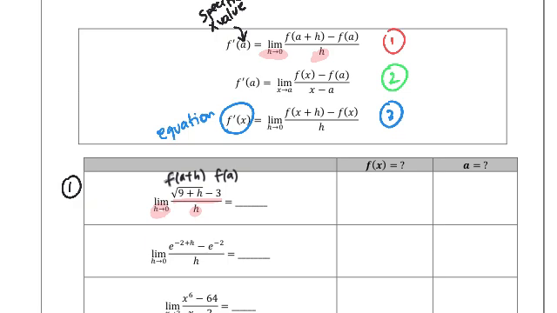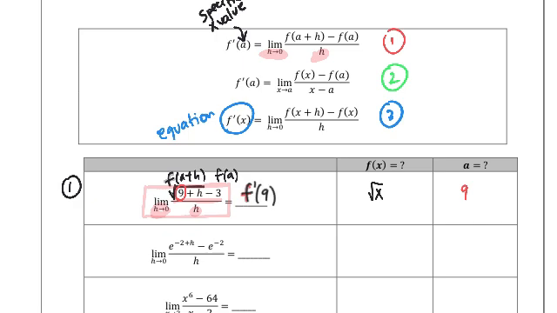It is number 1 for the function f of x equals rad x. I'm seeing here the radical, right? So my function could be the square root function. The a value is 9, and you're seeing that in there. And this whole limit, this entire thing, if I were to just box all of it, means f prime of 9 for the rad x function.